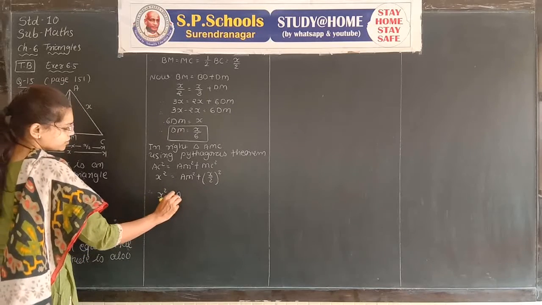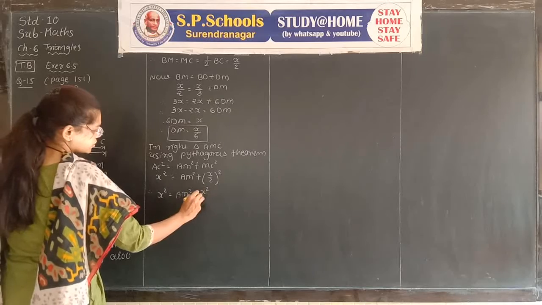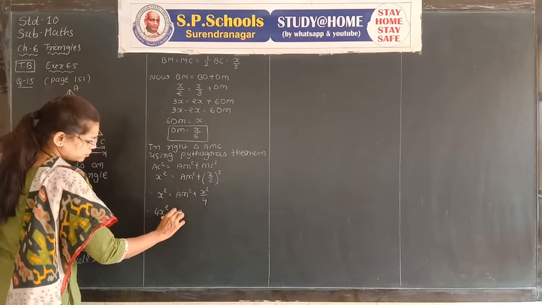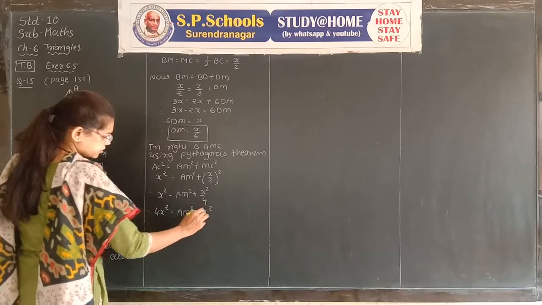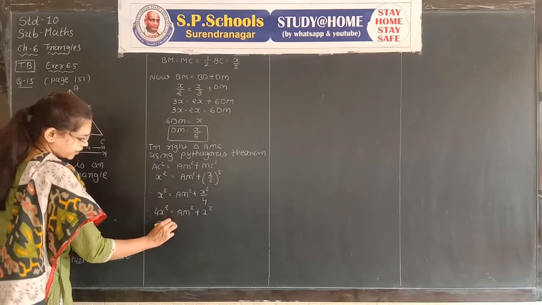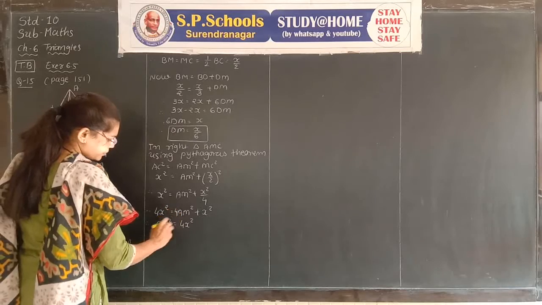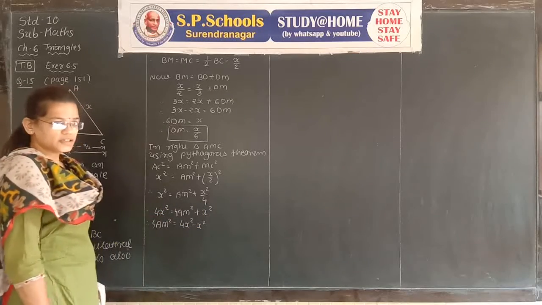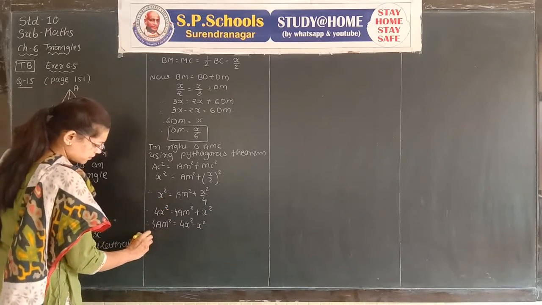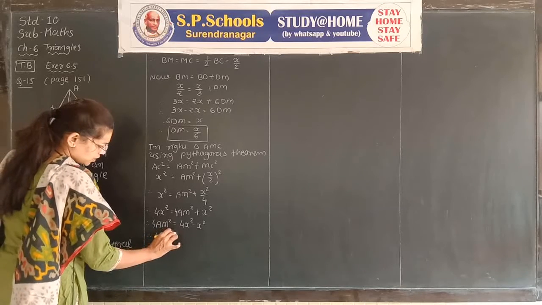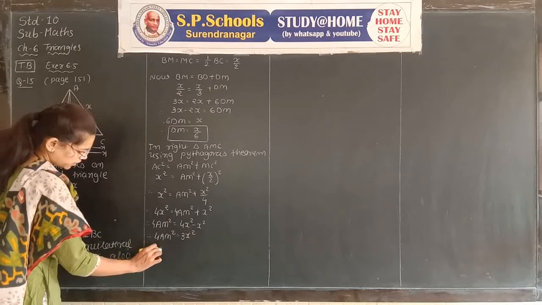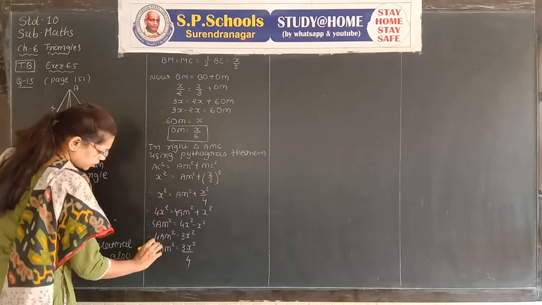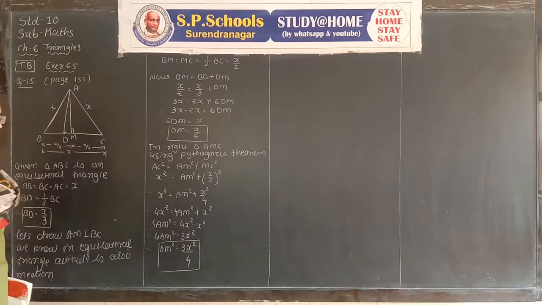Therefore, x square as it is, AM square as it is, plus x square upon 4. Now take the LCM first. 4x square is equal to 4AM square plus x square. That's why 4AM square is equal to 4x square minus x square, which is 3x square. That's why AM square is equal to 3x square upon 4. It is the value of AM square in the form of x square.